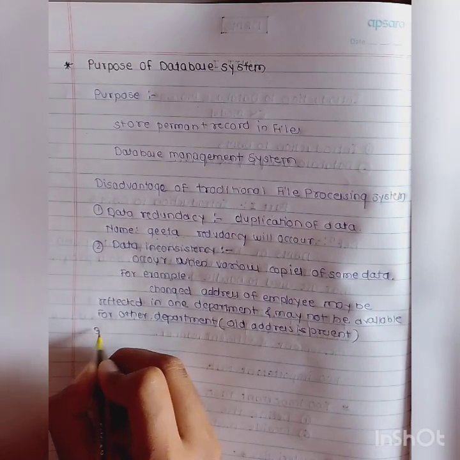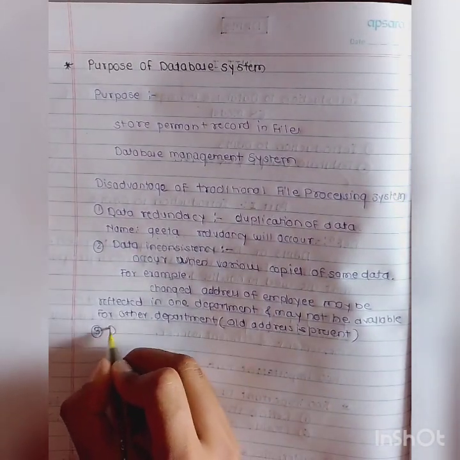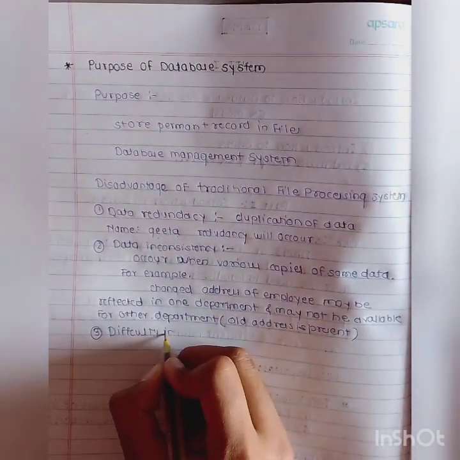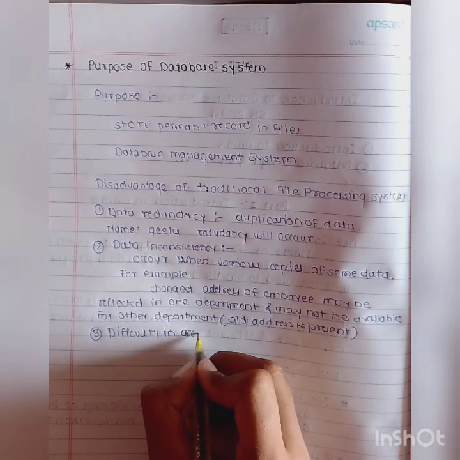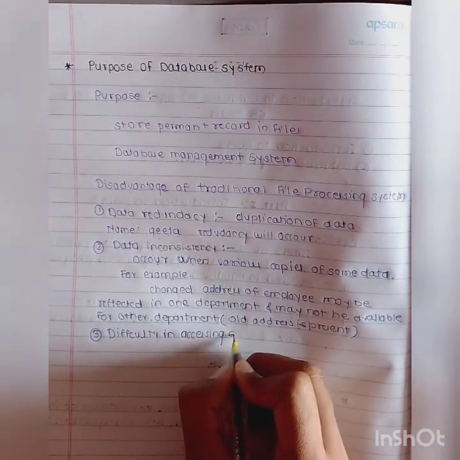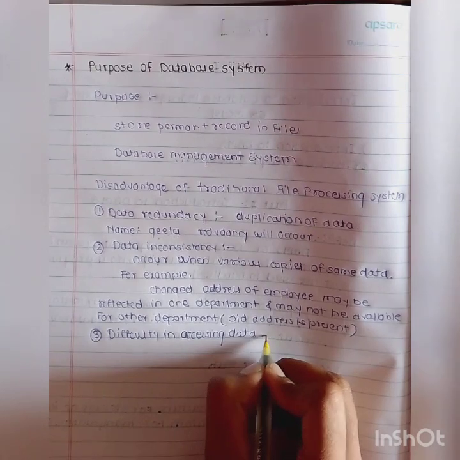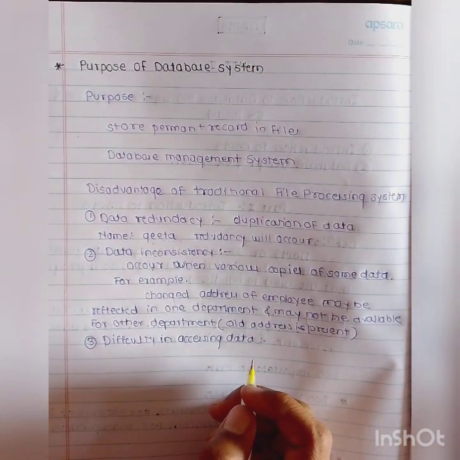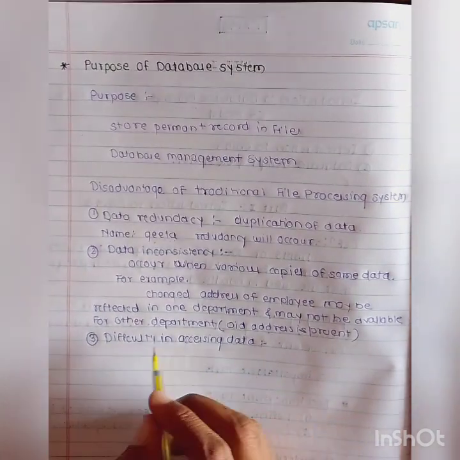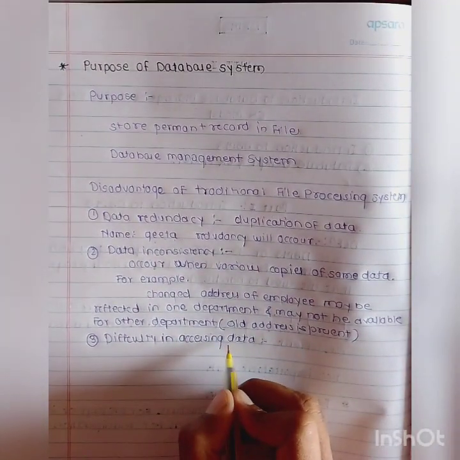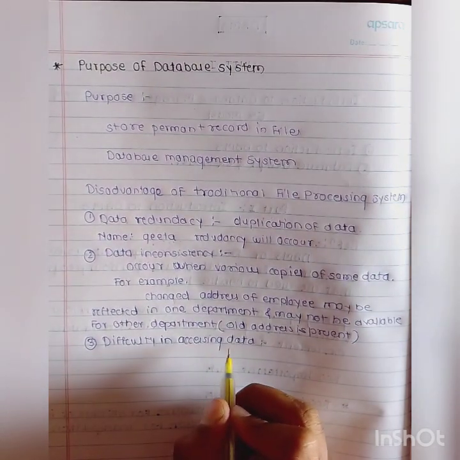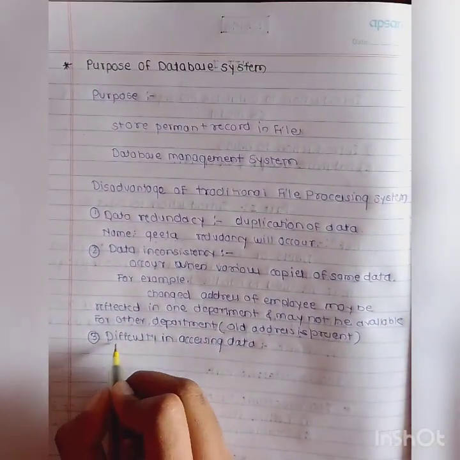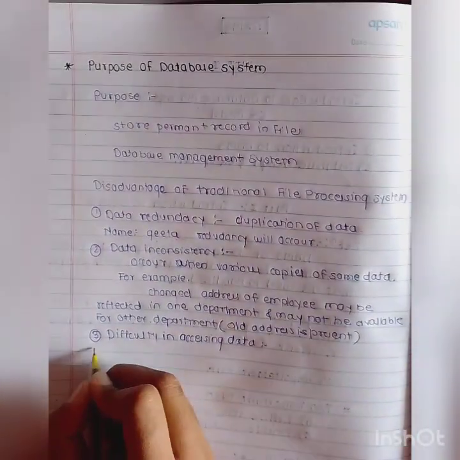The third disadvantage is difficulty in accessing data. The conventional file system does not allow retrieving desired data in an efficient and convenient manner. Means data is not accessed in a convenient and efficient manner by the traditional file processing system. It may be difficult to access data.